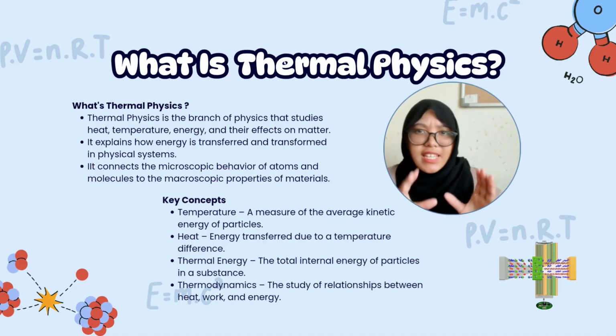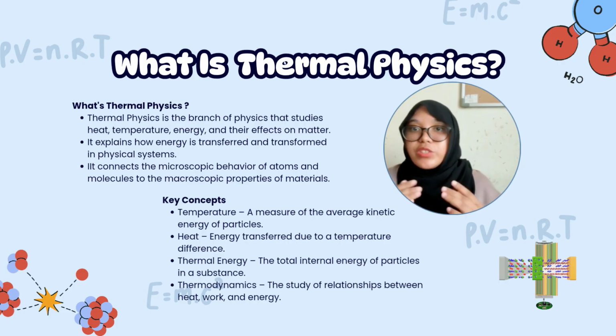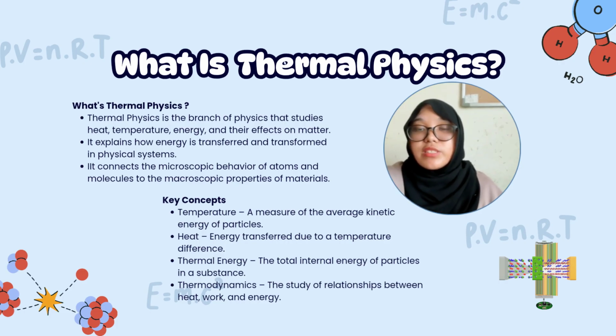The second one is heat. Heat is the energy transferred from a hotter object to a colder object due to a temperature difference. In the chart mailbox, heat can move from the hot food to the surrounding air to the box itself. This process causes the food to gradually cool down over time.